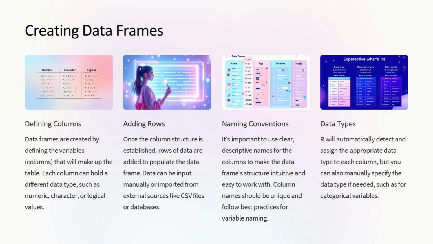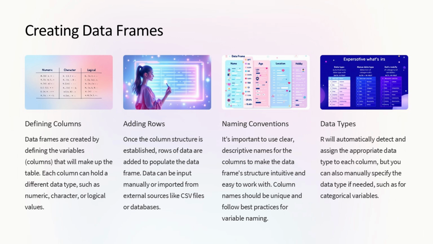Data frames are the fundamental data structure in R, allowing us to work with tabular data. We create data frames by defining the variables, or columns, that will make up the table. Each column can hold a different data type: numeric, character, logical, etc. Once the column structure is set, we add rows of data to populate the data frame. This data can be input manually or imported from external sources like CSV files or databases.